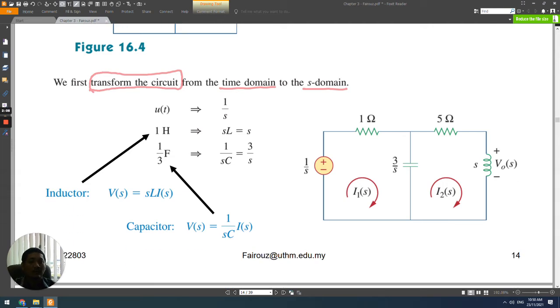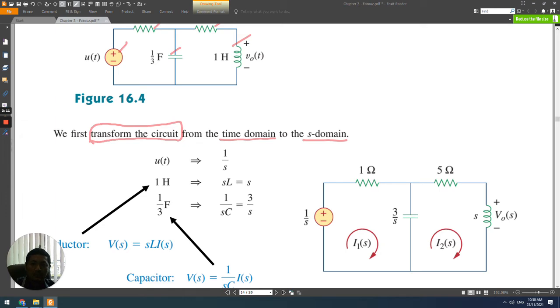So if we look here, the voltage is 1 u(t). According to the Laplace transformation table, 1 u(t) is 1 over S in S domain. If the voltage is 2 u(t), then this is 2 over S. So this is the voltage source now in S domain.